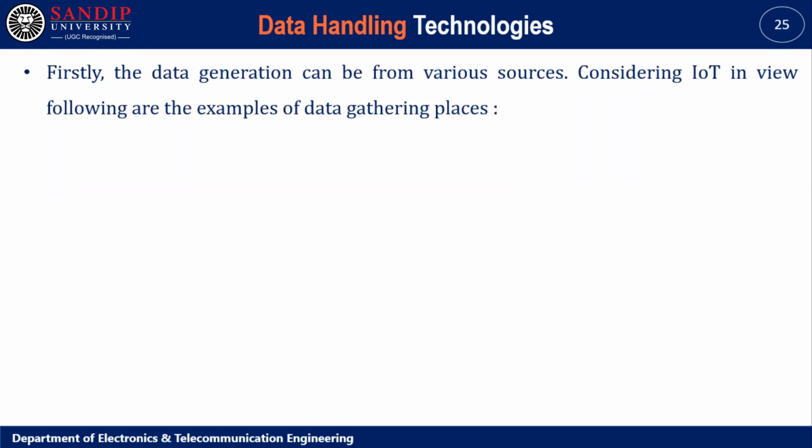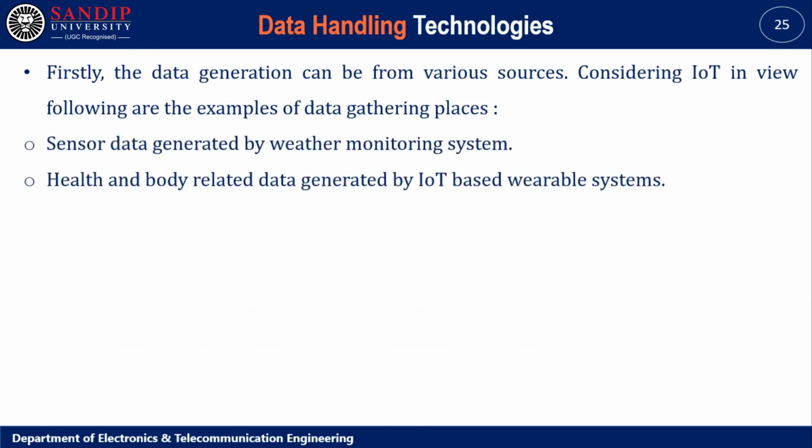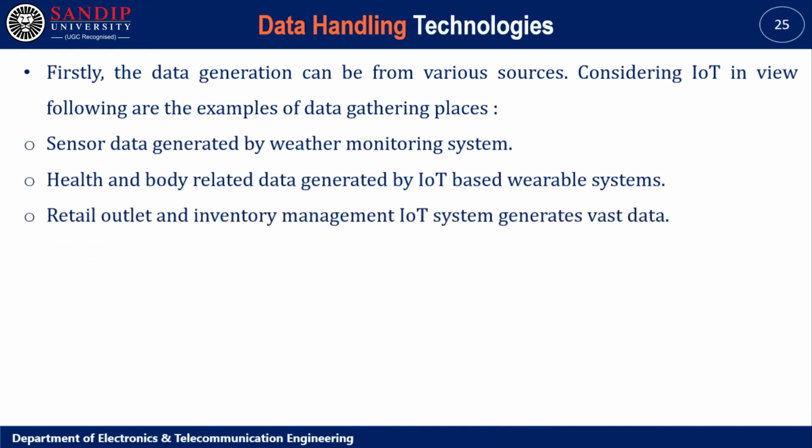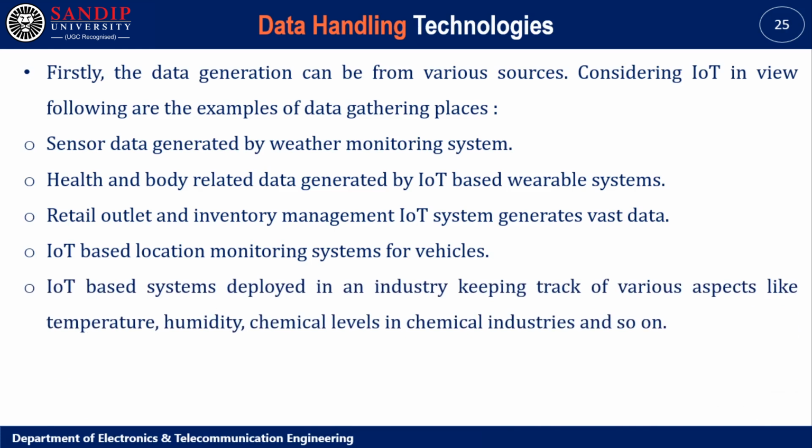Firstly, the data generation can be from various sources. Considering IoT in view, following are examples of data gathering places. Sensor data gathered by a weather monitoring system. Health and body related data generated by IoT based wearable systems. Retail outlet and inventory management IoT systems generate vast data. IoT based location monitoring systems for vehicles. IoT based systems developed in an industry keeping track of various aspects like temperature, humidity, chemical levels in chemical industries and so on.